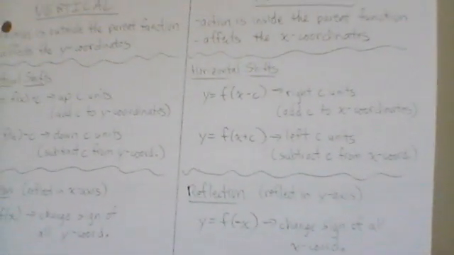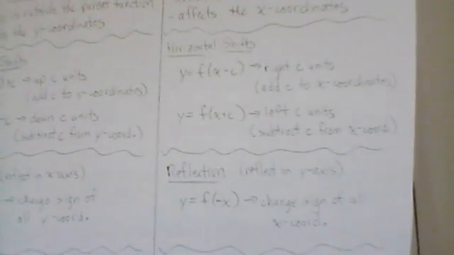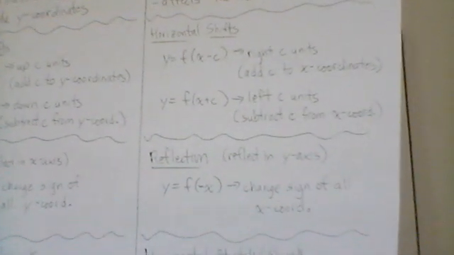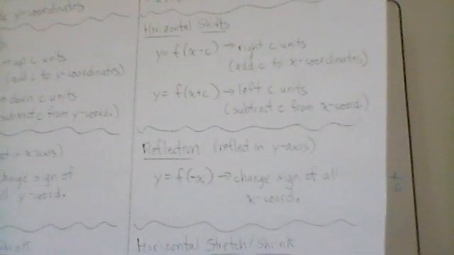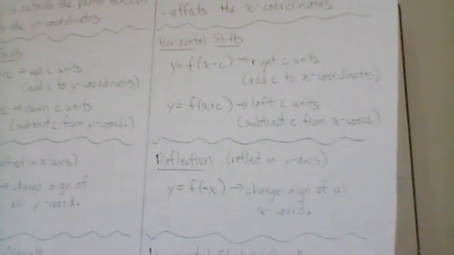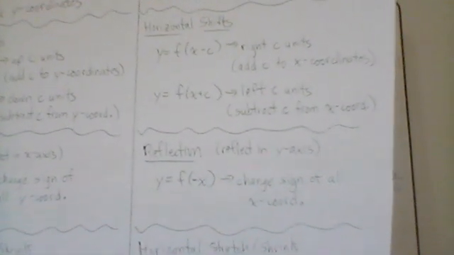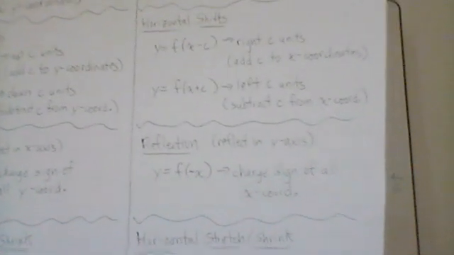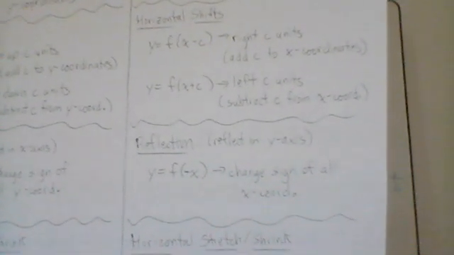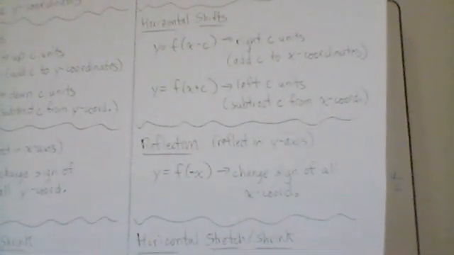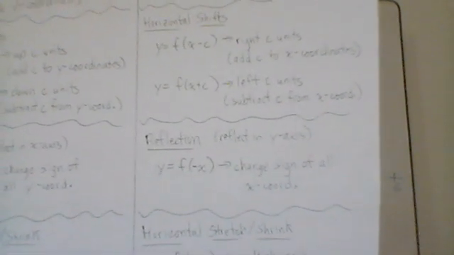Again, outside the parent function affects the vertical, inside affects the horizontal. So if I have f of negative x, that's going to be a horizontal reflection. It's reflecting the graph over the y-axis. What's actually happening there is all of the x coordinates on the graph of the parent function become negative, or they get the opposite sign of what the original x coordinates were. And when you switch the signs of the x coordinates, that flips the graph in the horizontal direction. It reflects it in the y-axis.